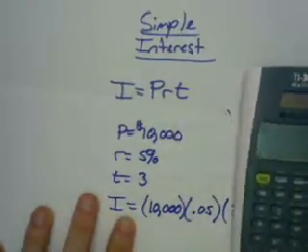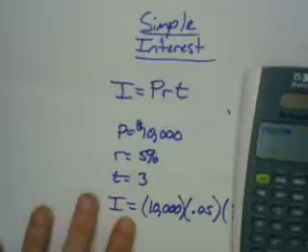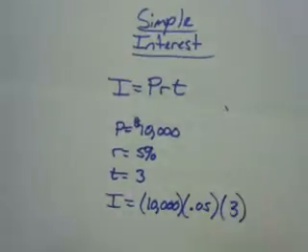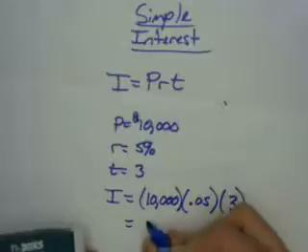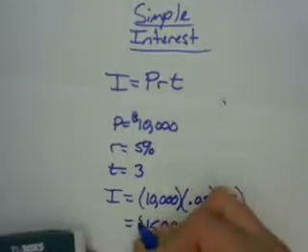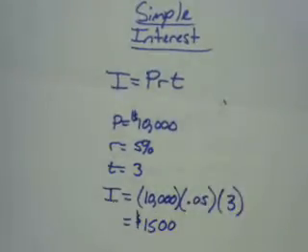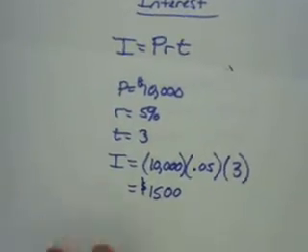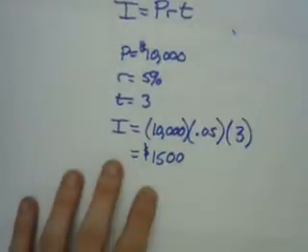So 10,000 times 0.05 times 3, that's $1,500. Again, 500 for every year. So $1,500. This is the amount of interest you owed. Now that doesn't mean that's all the money you're going to have to pay. You're probably going to have to pay the original back. So you really have to read into the questions whether it wants the full amount being paid back or if it just wants the interest. They're different.